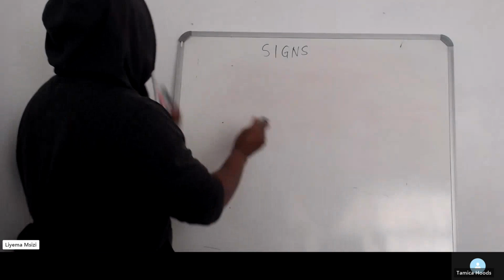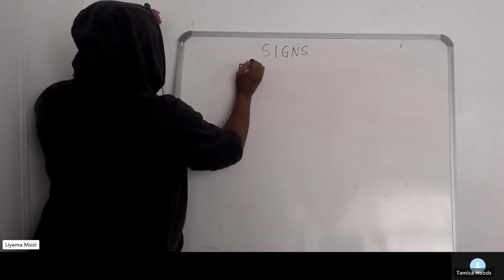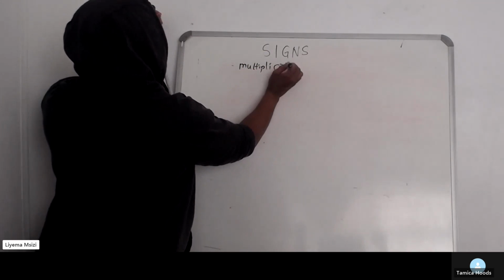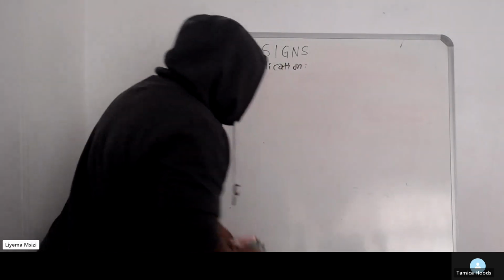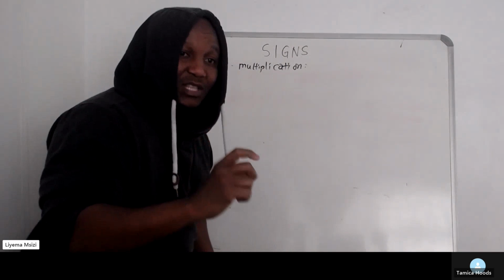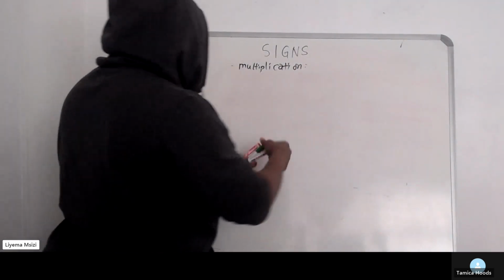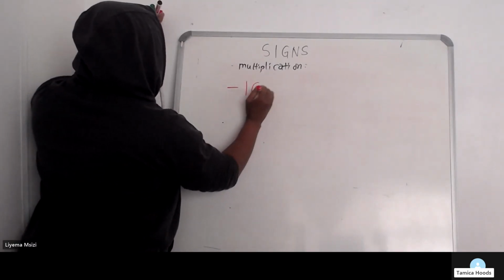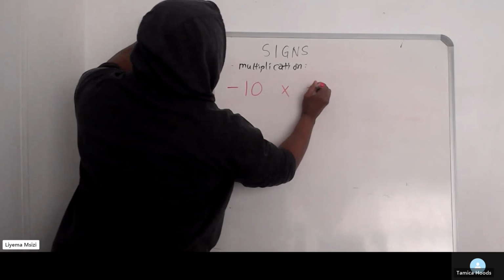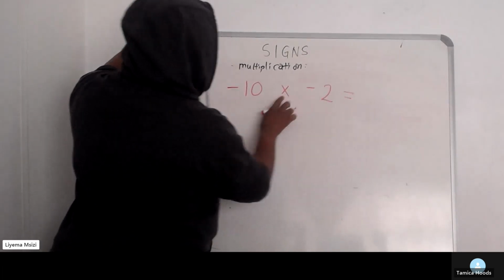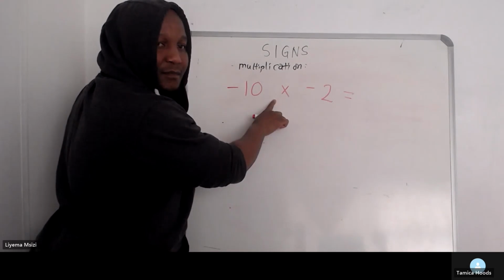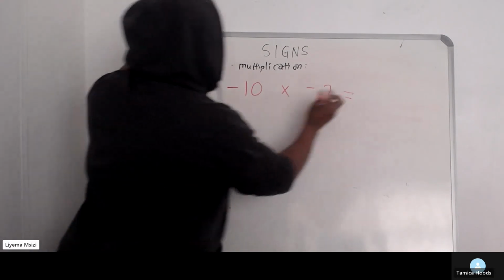Now let's take multiplication. Multiplication is actually easier than what we did. So you have to pay attention. What we did was plus and minus. But now, for example, somebody could say negative 10 times negative 2. You see, now there's no plus and minus. It's multiplication. So now this is way easy.